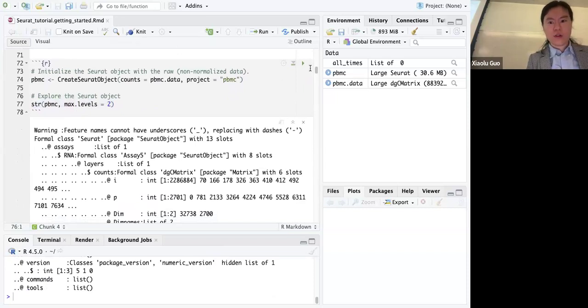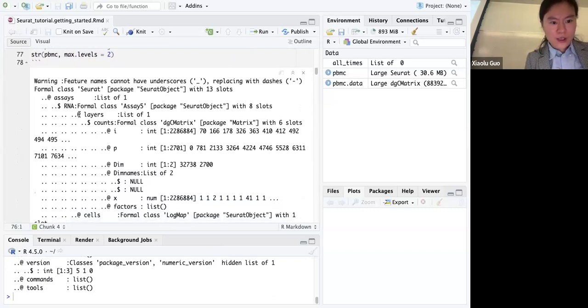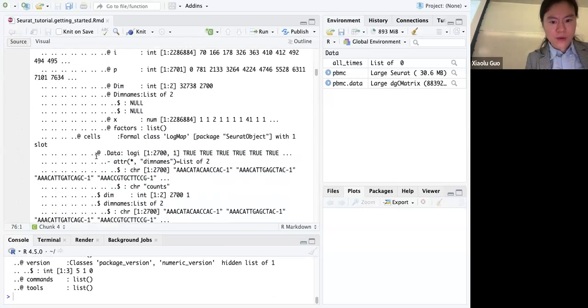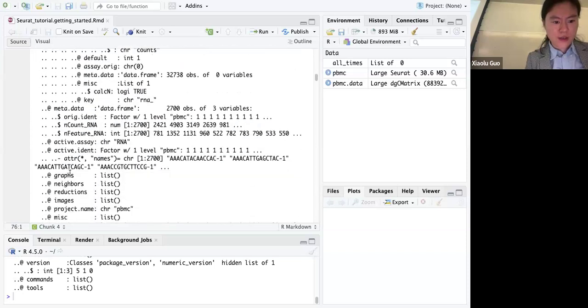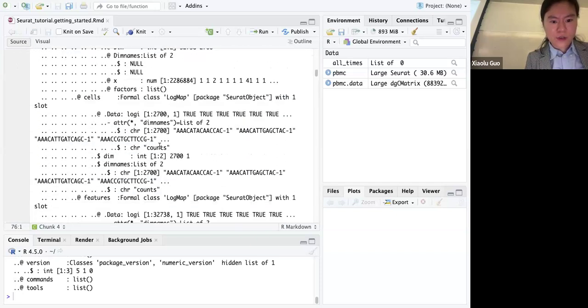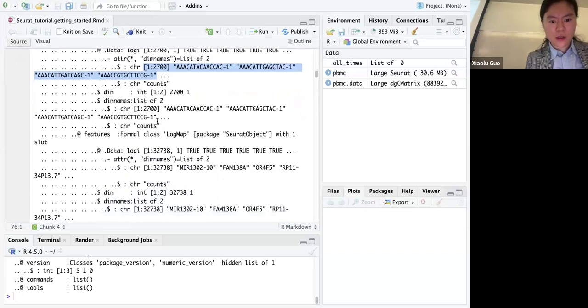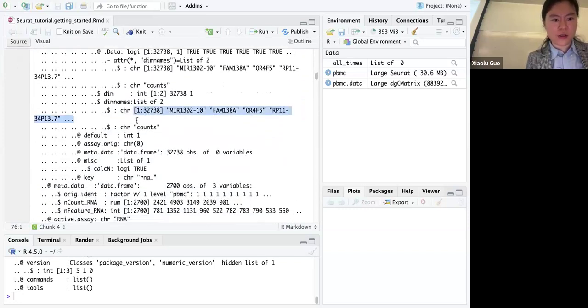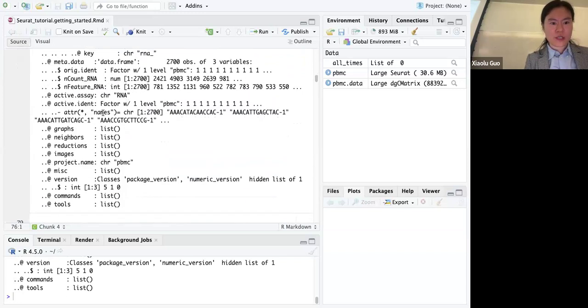And you can run this chunk on yours as well. Here is some information about this data set, this object. You can see, for example, here is a cell barcode, and you can explore it yourself. And here are the gene names, and that's the most important thing that we are interested in.